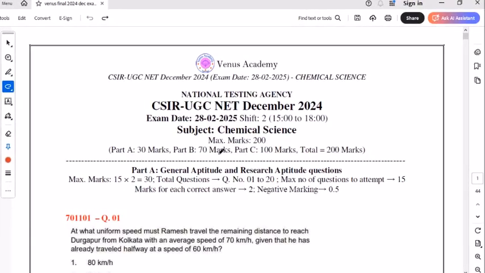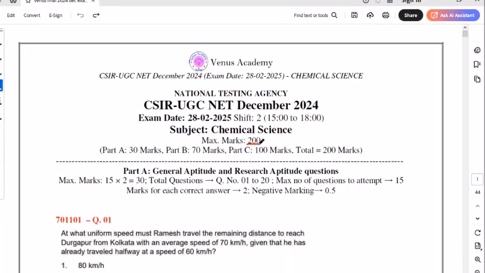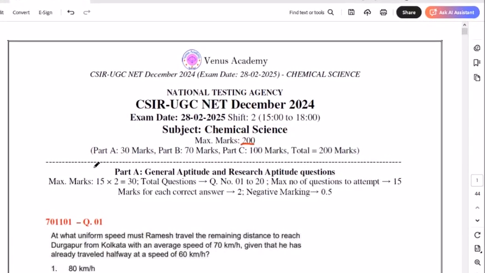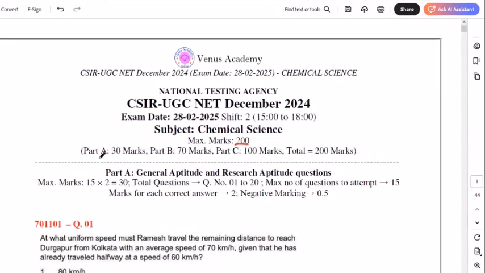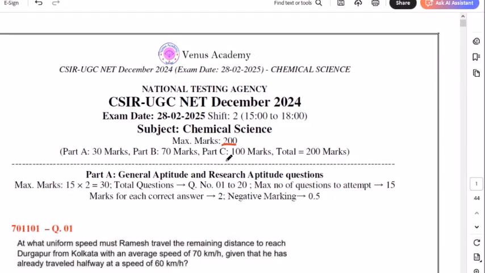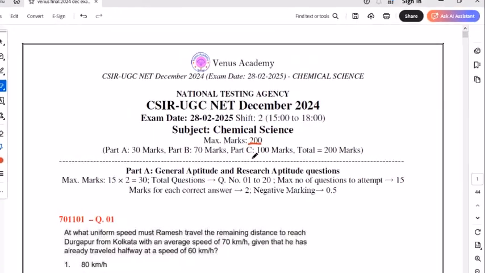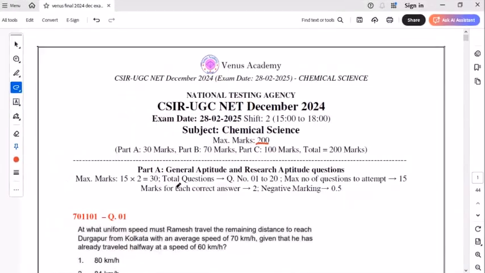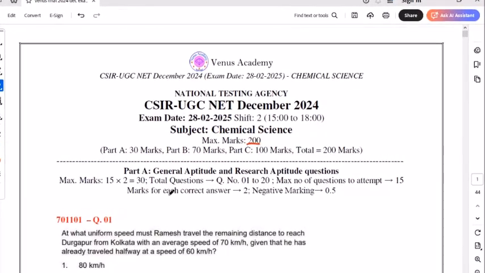Subject chemical science. Maximum marks for this question paper are 200 marks. As you know, this question paper consists of 3 parts. Part A 30 marks, Part B 70 marks, Part C 100 marks. The total marks are going to be 200 marks. Let us see the questions of Part A.